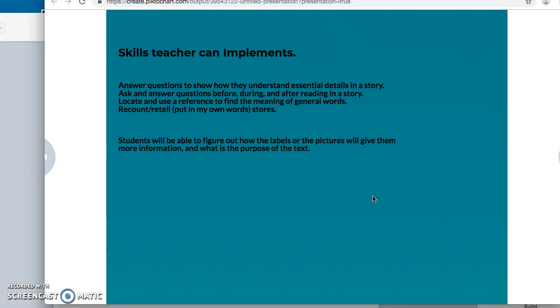So recount, retell. You put the story in your own words to understand the meaning of the words. Students will be able to figure out how the labels or the pictures give them more information and what the purpose of the text is. And this is very important for our learning support students, because they have learning difficulties. So usually a visual aid is a very important tool to help these students.